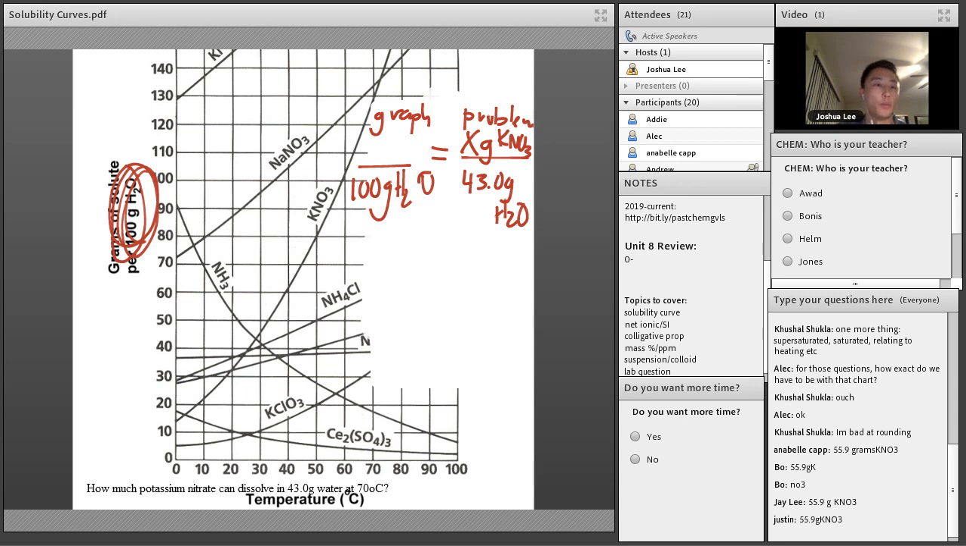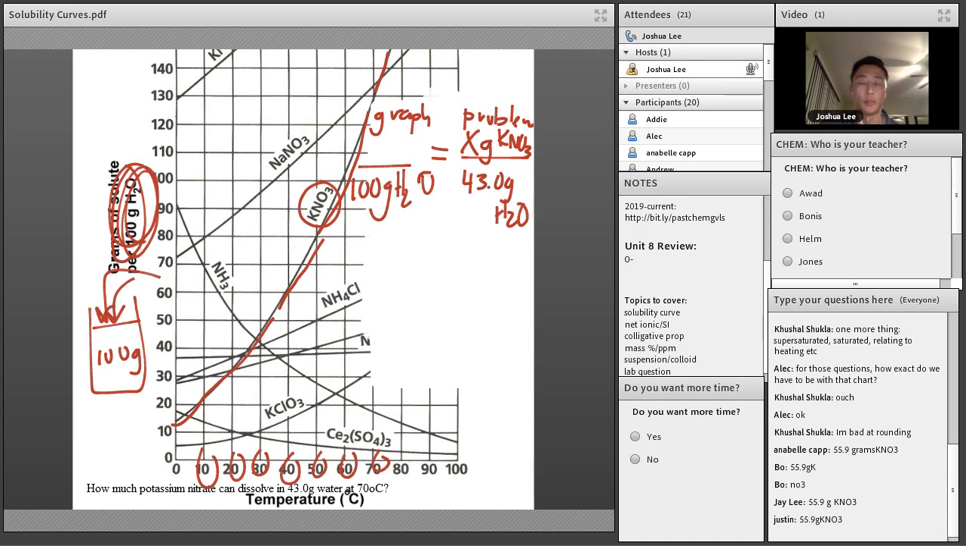And from the graph, we are highlighting the KNO3 graph. So in order to figure out, at 70 degrees Celsius, how much KNO3 will dissolve in 100 grams of water? Remember, all of these lines mean you have 100 grams of water in a beaker. Then at different temperatures, you're just asking how much of this substance can dissolve in this temperature of water. So you're constantly checking, and that's why it's a curve.